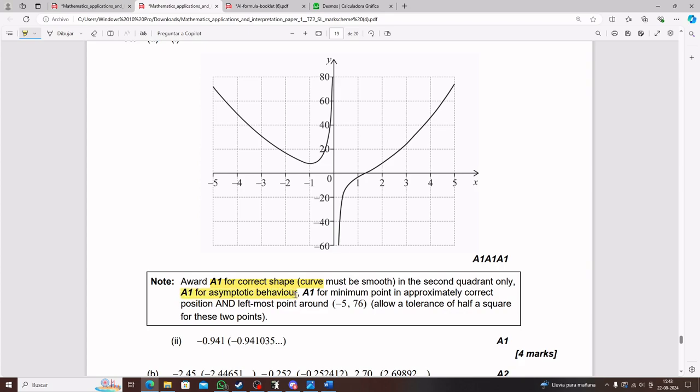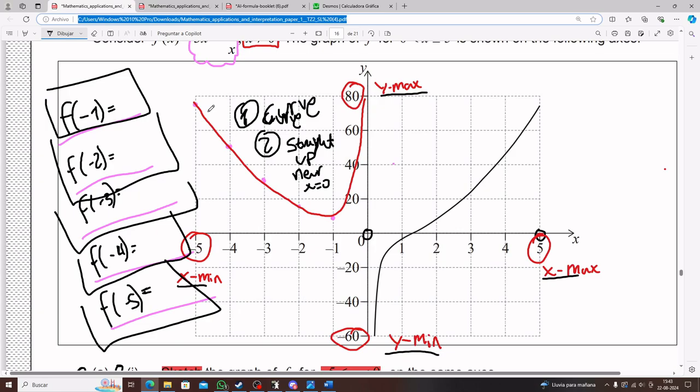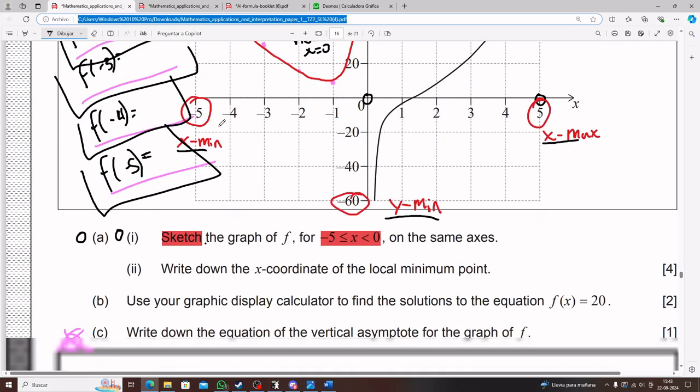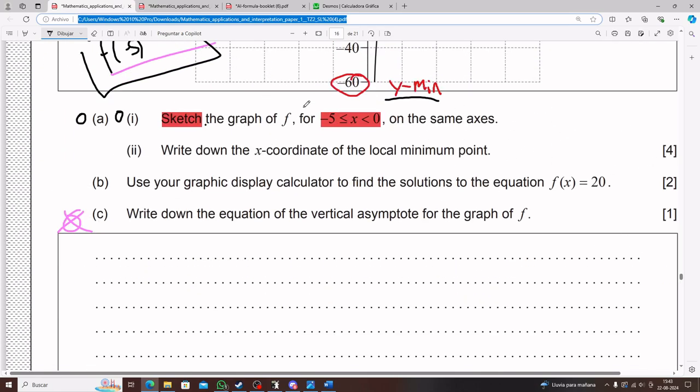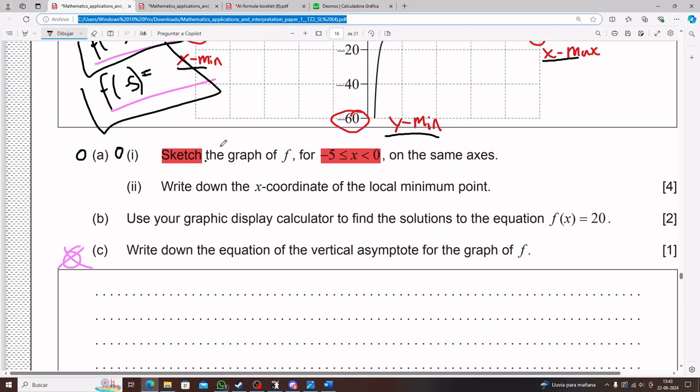Asymptotic behavior, which is it going all the way straight up. And generally, you just get points for nailing the dimensions of it. See, so nailing that the minimum is somewhere near there, that the highest point is somewhere near here. I mean, all that kind of stuff, you can do it if you eyeball it correctly. See? So sketching is easy points. You just have to make sure you replicate correctly how it should look.